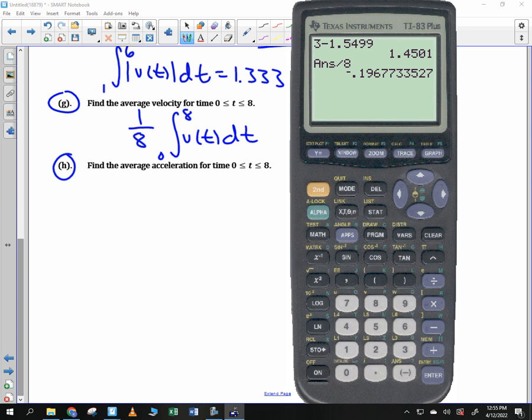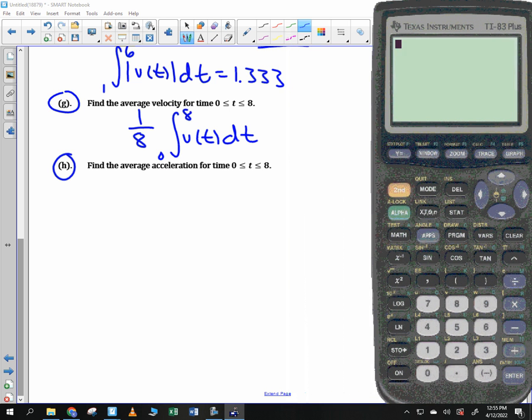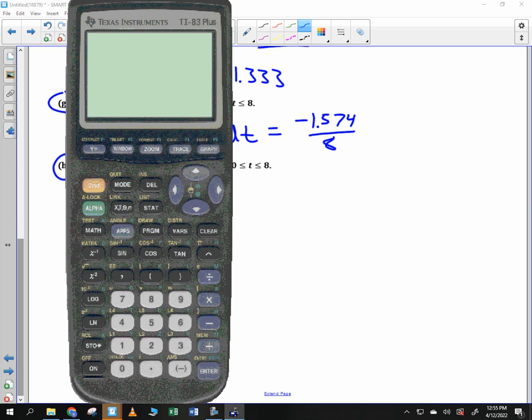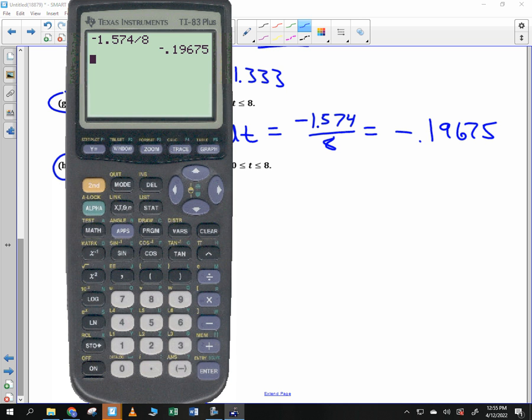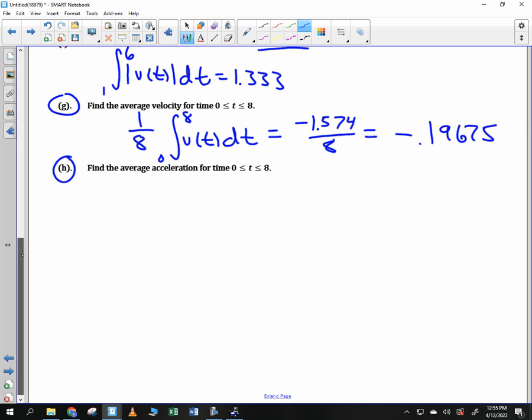Whoop, that wasn't right. Somebody got a result here. What'd you get? Negative... divided by 8. So it looks like that's probably pi over 2, huh? Maybe not. Negative 1.574 divided by 8. And I get negative 0.19675. That's the average value of the function.